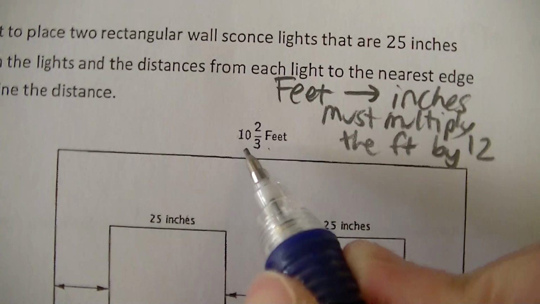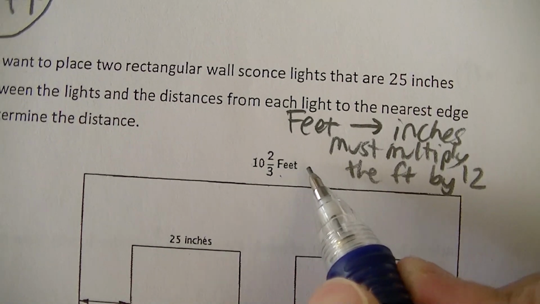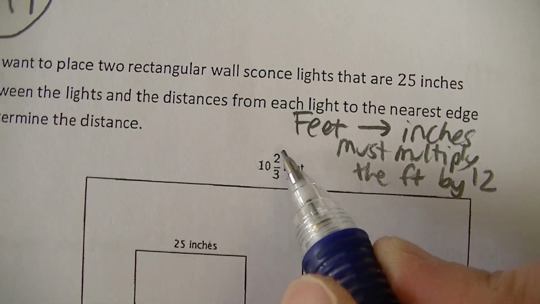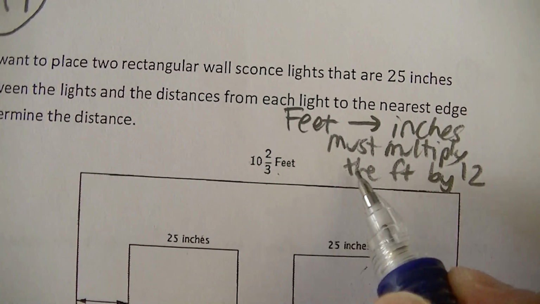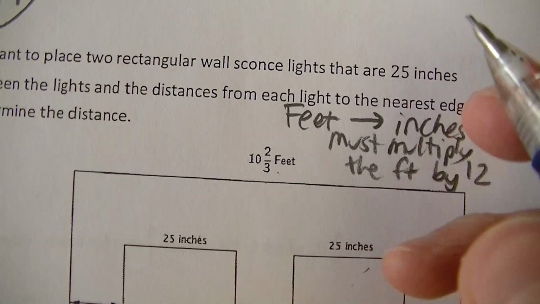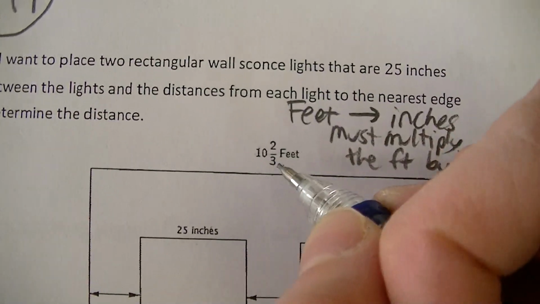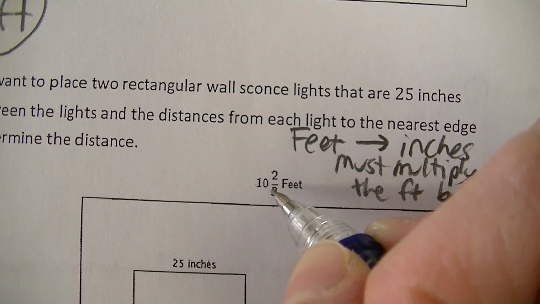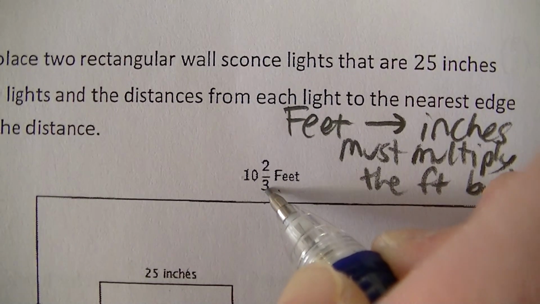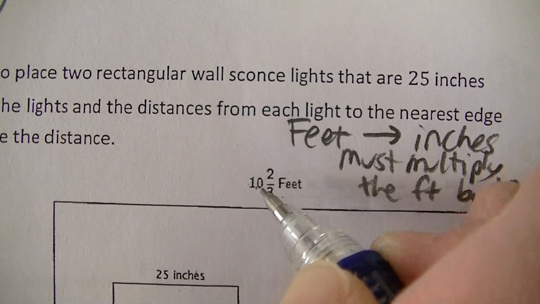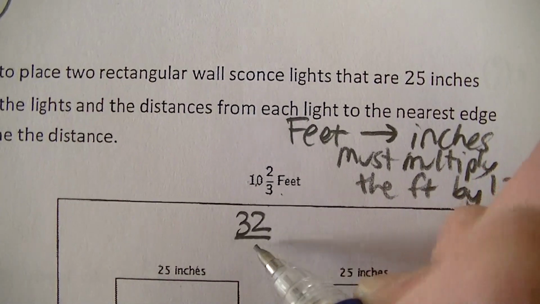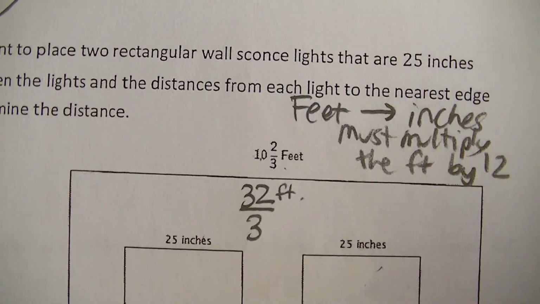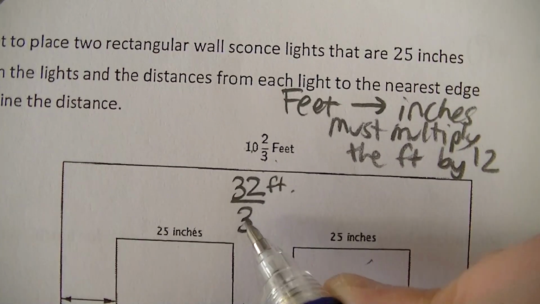Okay, so I need to go 10 2/3 times 12. Well, I have a mixed number here, and just my personal preference, I don't like multiplying mixed numbers times whole numbers so much because it's more challenging for me. So I'm going to make it into a more friendly looking number, and I'm going to turn this mixed number into an improper fraction. And to do that, I'm going to go 3 times 10, which is 30. 30 plus 2 is 32. And keep that same denominator. So 32/3 feet.